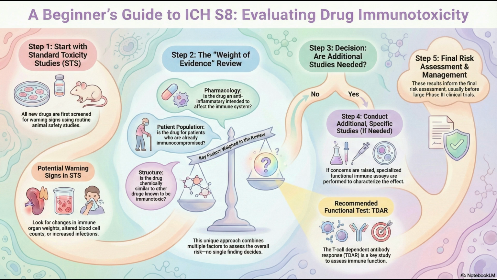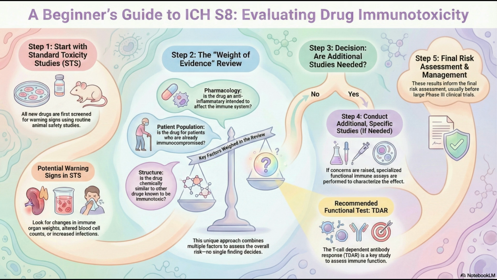Let's do it. The first S is what we just talked about. STS findings. Correct. How bad was the damage in the standard study? Was it a blip or was the thymus completely destroyed? You have to weigh the severity. Then we have P, pharmacological properties. This is asking, did we do this on purpose? Yeah. If you are designing an anti-inflammatory drug or a leukemia treatment, you expect to suppress the immune system. That's the pharmacology. Okay. So in that case, a drop in white blood cells isn't a safety signal. It's proof the drug works.